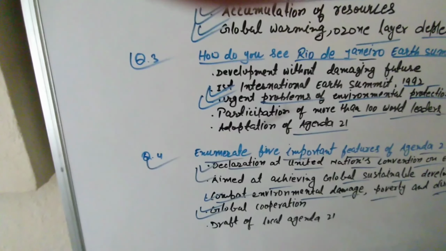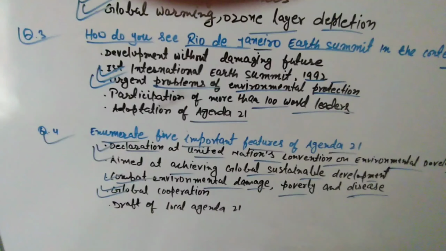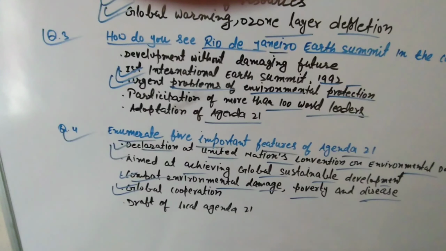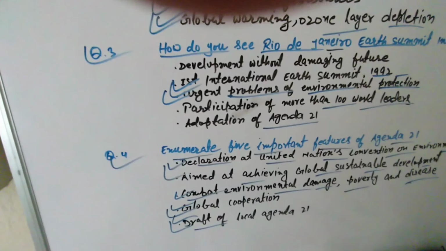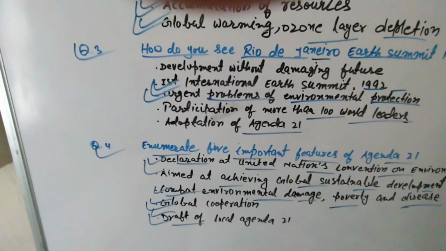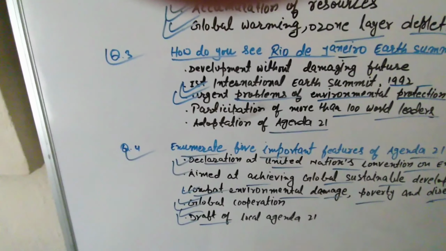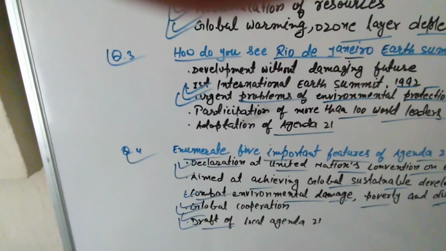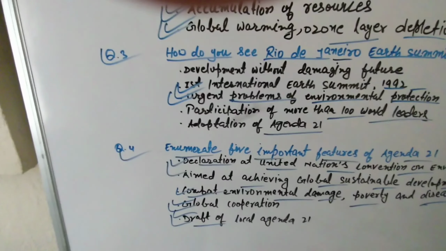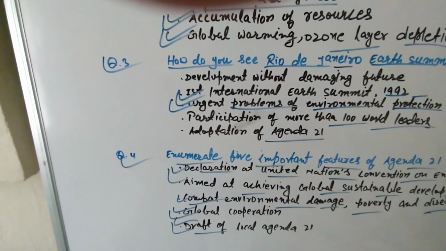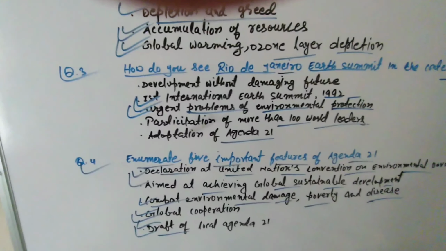So they decided that they would fight against poverty, disease and environmental damage with global cooperation. And they also decided to draft a local Agenda 21 for every country that participated in the first International Earth Summit in 1992. It means that India was told to draft its own local Agenda 21, and Sri Lanka was told to draft its own local Agenda 21, and Bangladesh was told to draft its own local Agenda 21. So these are 5 very basic and important features of Agenda 21.